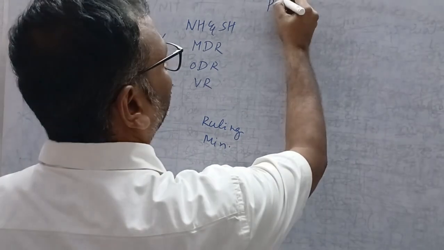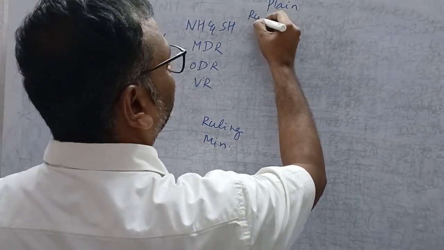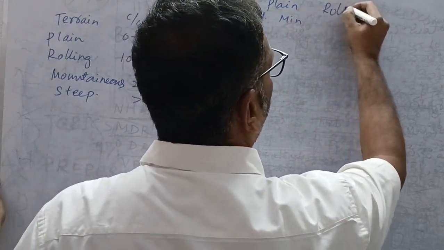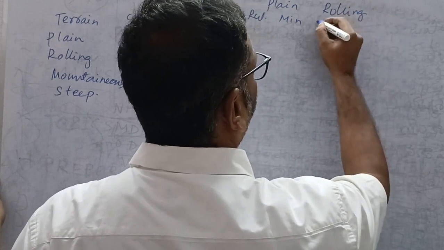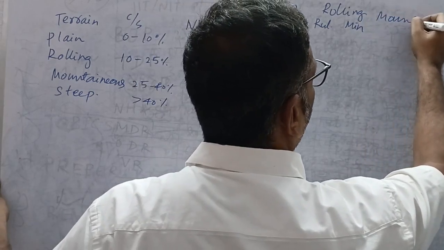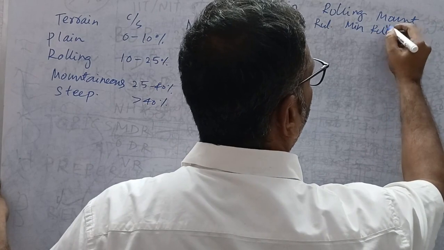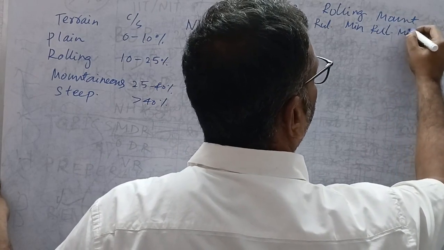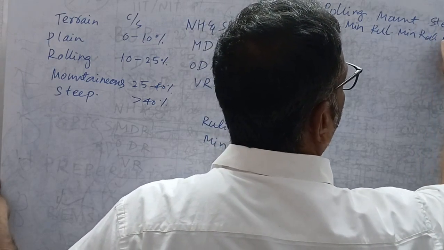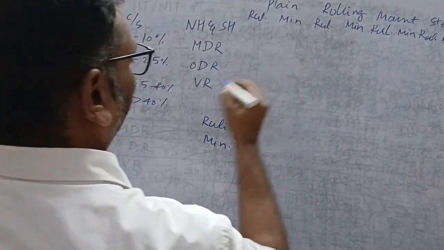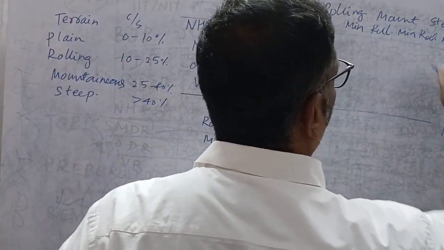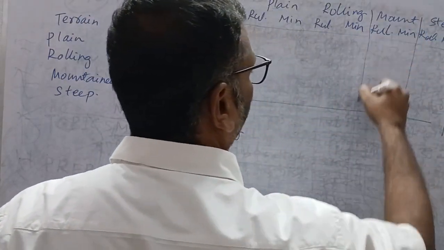Now under plain terrain, we have ruling and minimum design speed. Similarly in rolling, for mountainous and for steep, we have design speeds like this. I will tell you how to remember these things.